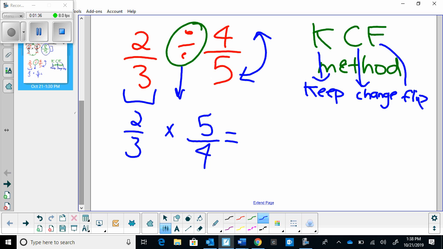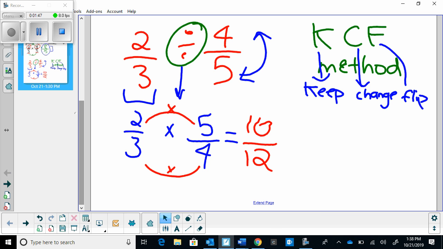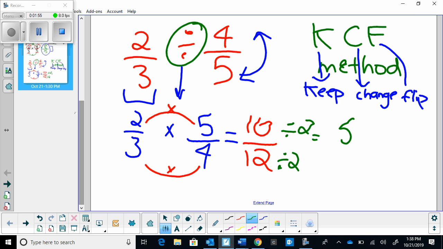And now we solve it the exact same way as we did above. We multiply 2 times 5 to give us 10, and we multiply 3 times 4 to give us 12. But from here, we notice we can simplify or reduce this fraction by dividing the top and the bottom by 2 to give us 5 over 6. And then from here, we can't reduce anymore, so this would be our final answer.